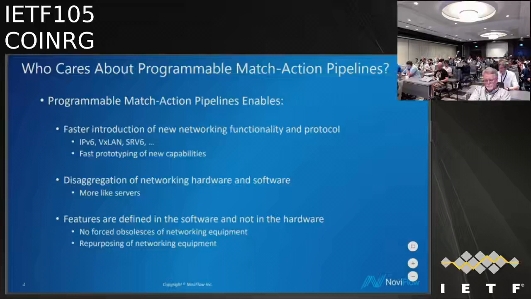It also allows you to do fast prototyping of new capabilities because the functionality is software defined. Another key point is that this allows disaggregation of network hardware and software. The hardware looks more like a server and can be sourced differently, and the software is what defines the functionality. The third bullet here is that features are defined in the software and not in the hardware. What that drives is that there's really no forced obsolescence of the networking equipment, as you can upgrade the functionality through software. And over time, you can also repurpose the network equipment by changing the software, more like a server.